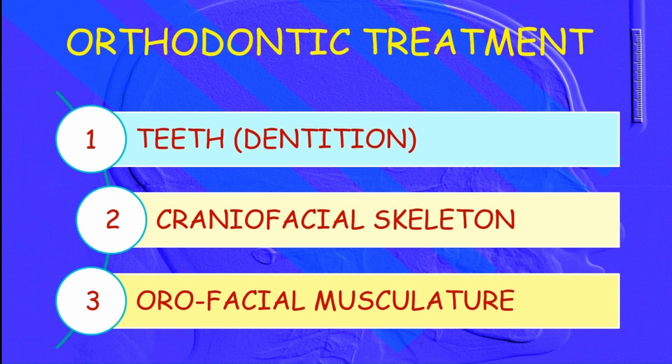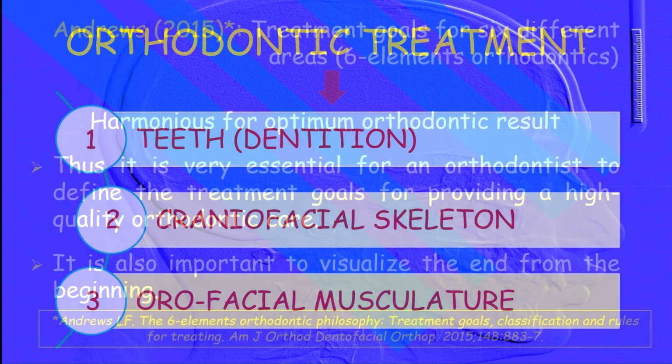You all know that orthodontic treatment usually targets 3 primary areas. The first is teeth or dentition, the second is maxillary and mandibular skeleton, and the third is orofacial musculature. In this presentation, we will discuss only the characteristics of normal occlusion.